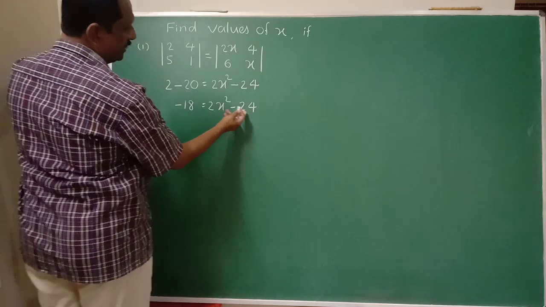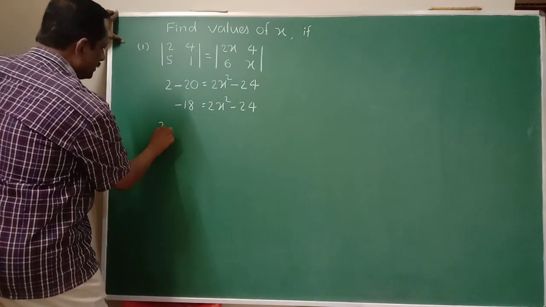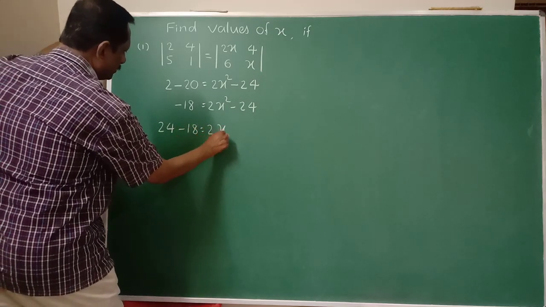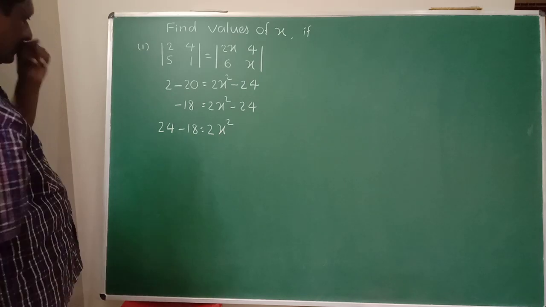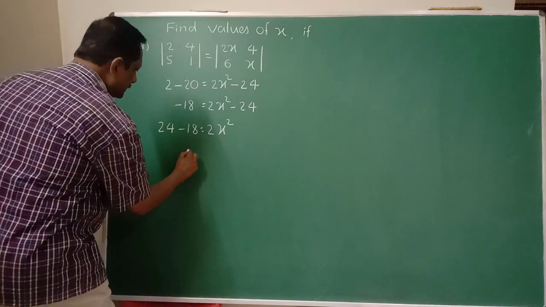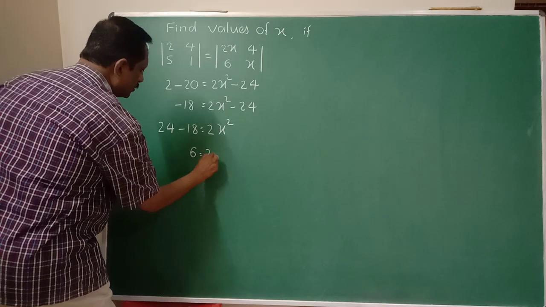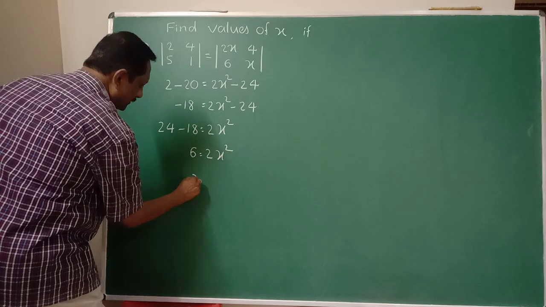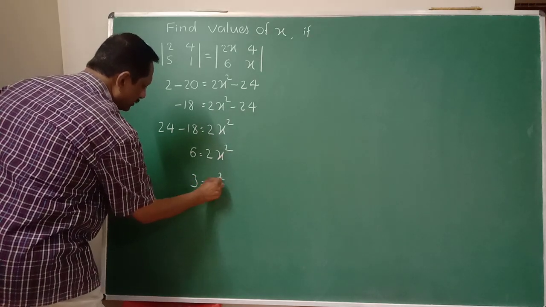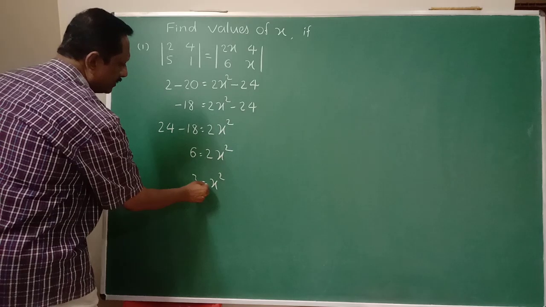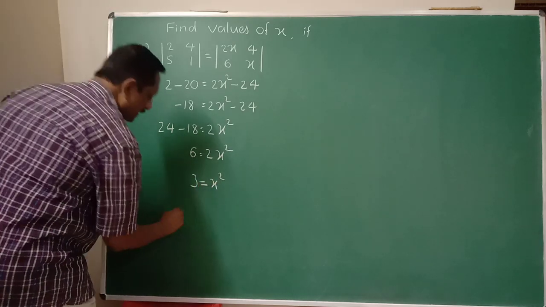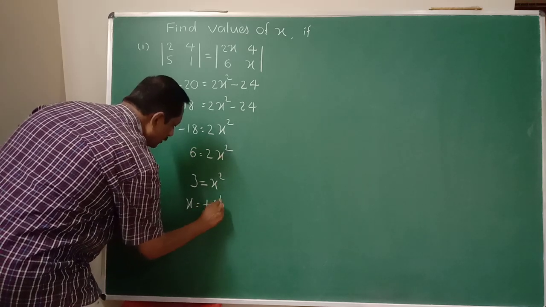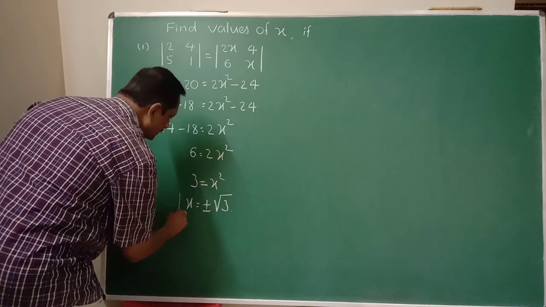Take minus 24 to the left hand side, minus becomes a plus. 24 minus 18 is equal to 2x square. Then 24 minus 18 is 6, so 6 is equal to 2x square. Take 2 this side: 2 threes are 6, so 3 is equal to x square. Then take the square this side, it becomes root of 3. Therefore x is equal to plus or minus root 3. So this is the answer here.